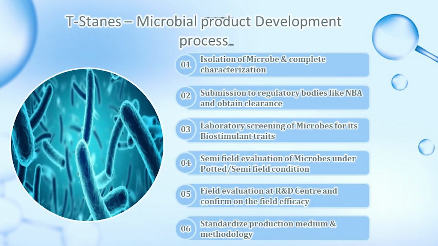And the process by which we develop a microbial biostimulant at Tea Stains is, first we isolate a microbe, we do a complete characterization in terms of its basic features, we submit it to the regulatory bodies like NBAIM, and we obtain the clearance. We start with laboratory screening, like we do with various pathogens, insects, biostimulant traits, and we see what character it has, like whether it produces siderophores, what phytohormones it produces.